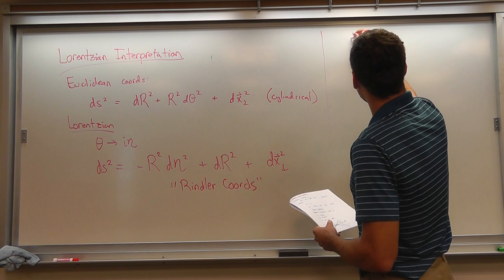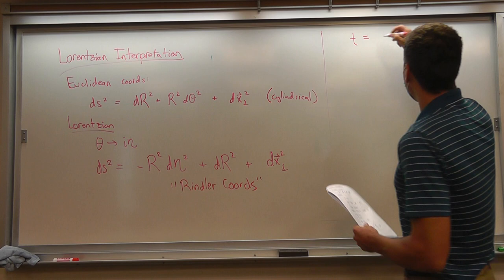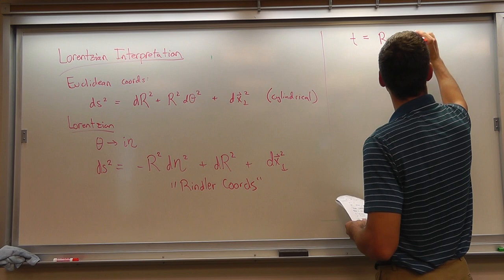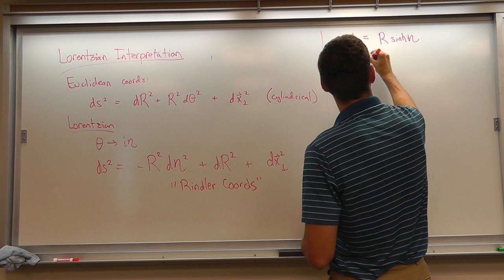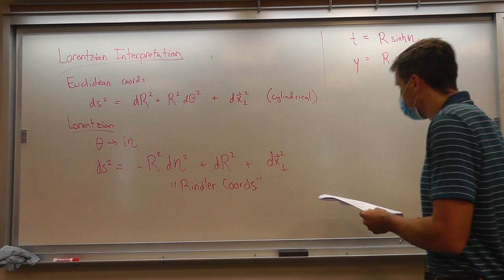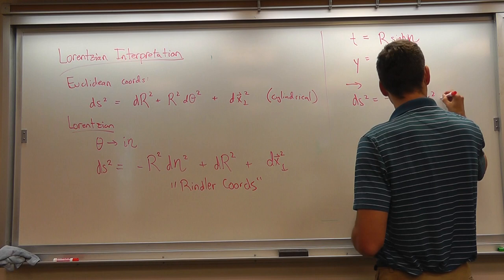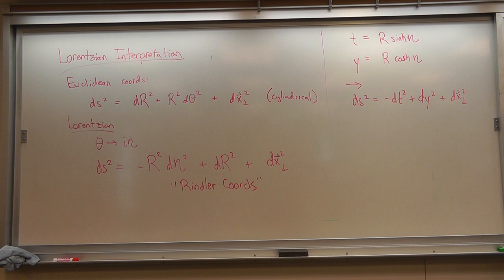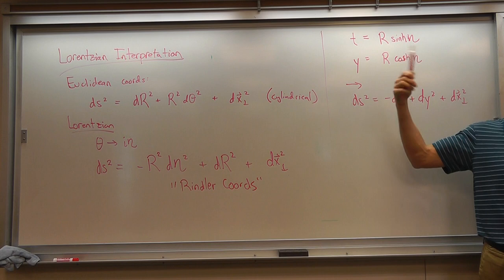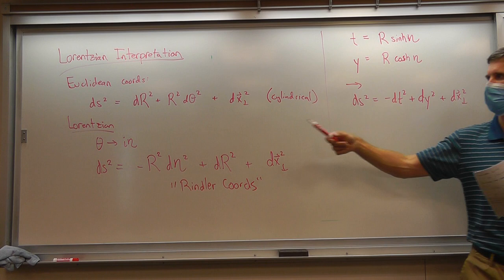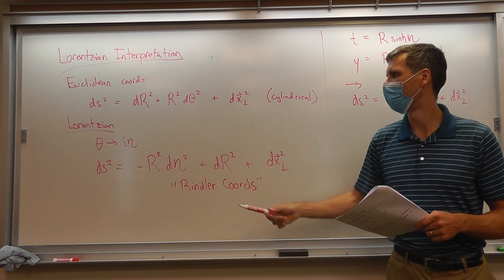The relation to the ordinary Minkowski coordinates, well, let me write it first. So it's T is R sinh eta, and Y is R cosh eta. So if you plug in this coordinate change, then you find the metric is the usual Minkowski metric, minus dt squared plus dy squared plus dx perp squared. So where did this come from? This is basically just your usual change from polar to Cartesian coordinates with an extra i. Okay, so if we take the Euclidean coordinates and go from cylindrical to Cartesian, then put in this i, that's what takes us to ordinary Minkowski coordinates.